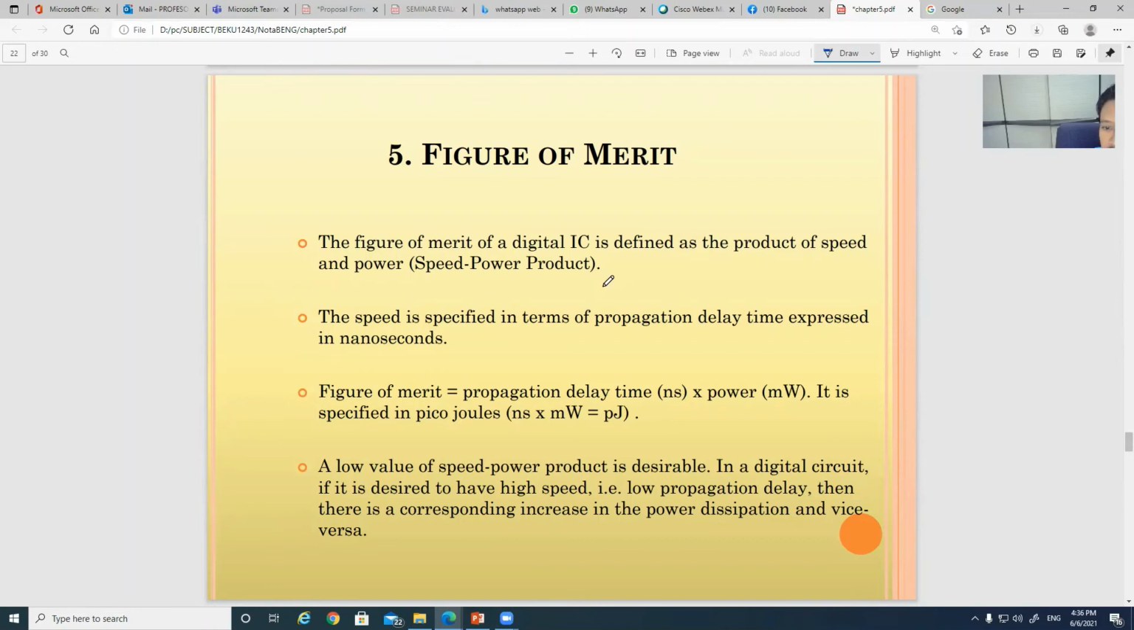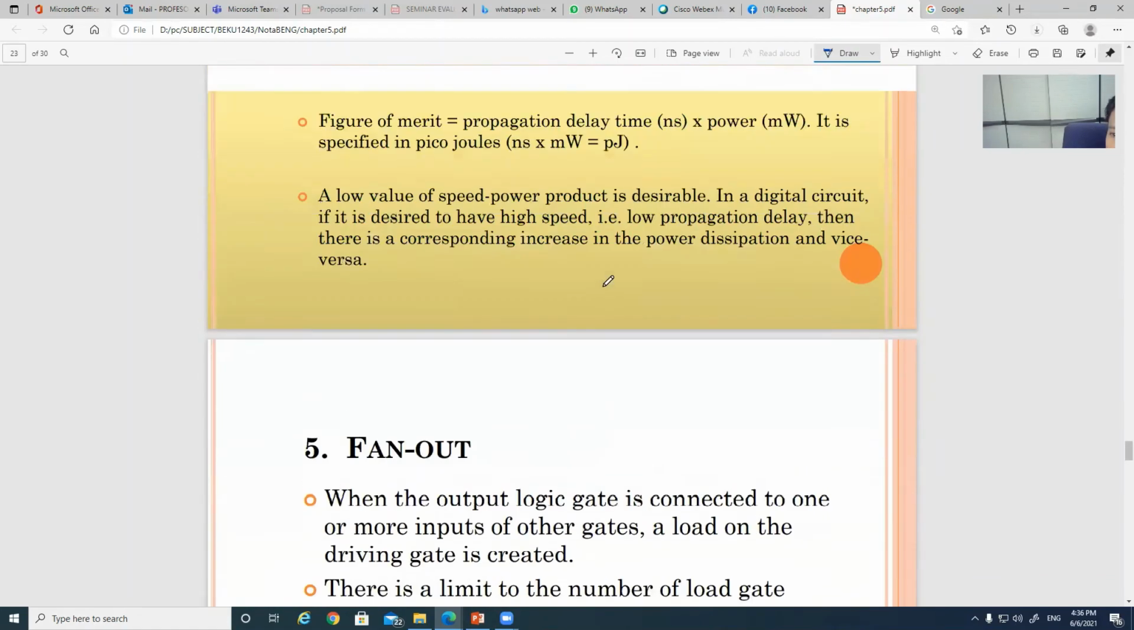A low value of the speed power product is desirable. In a digital circuit, if it is desired to have high speed, meaning low propagation delay, then there is a corresponding increase in the power dissipation and vice versa. So this is the figure of merit.